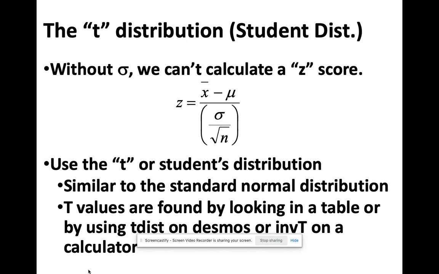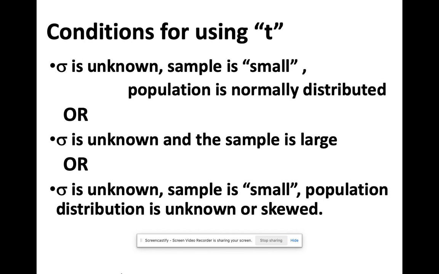So we use this t-distribution in several instances to find a t-score. That's why it's called a t-distribution. These t-scores are very similar to our z-scores. Now, when do we use t?